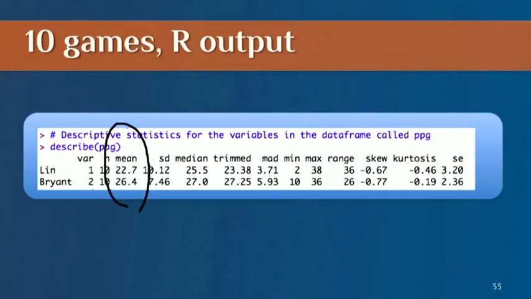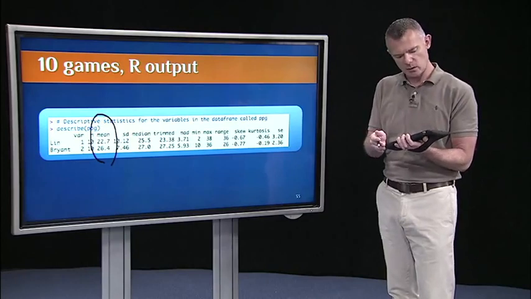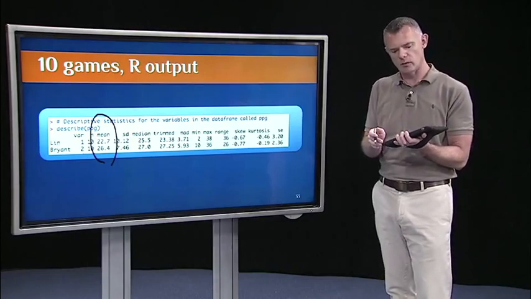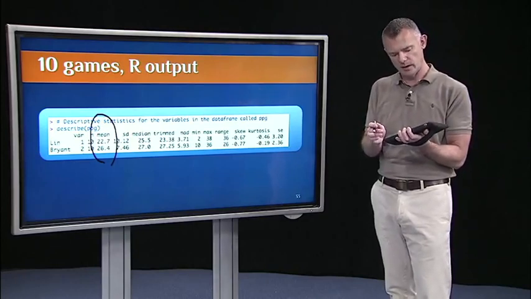We just showed you how to calculate that by hand. You won't have to do that. Just plug it into R. R will give you the mean. It's 22.7. He wasn't really doing quite as well as Kobe Bryant. Kobe Bryant was averaging 26.4 points per game.